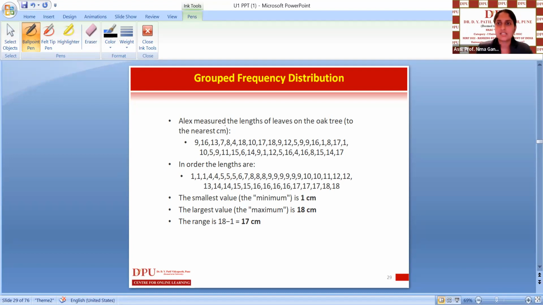So now you arrange the data in order to make it into the table. So transfer it into the table. So in your data, 1 is repeating 3 times, 4 is repeating 2 times, then 5 is repeating 3 times, 6 is repeating 1, 7, then 8 is 3 times coming. So in this way, you have arranged the data in increasing order. Okay. So the smallest value is 1, the highest value is 18. The range of the data is 17 centimeters, the highest value minus the lowest value.